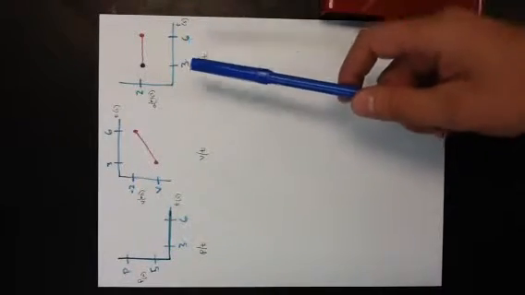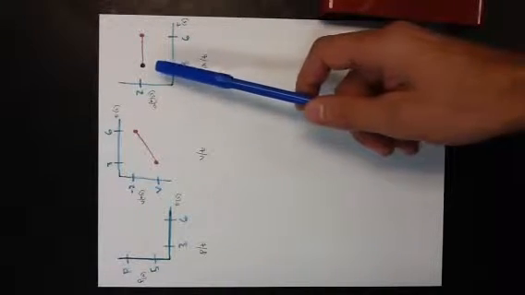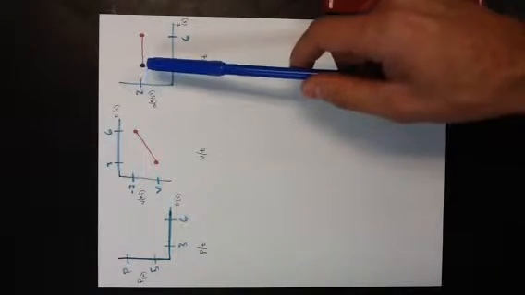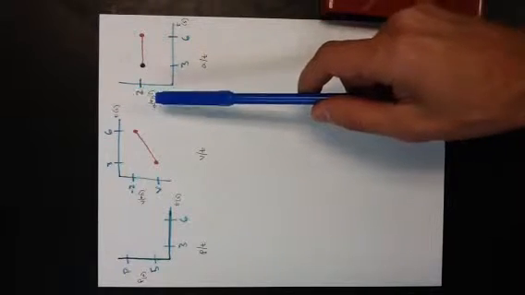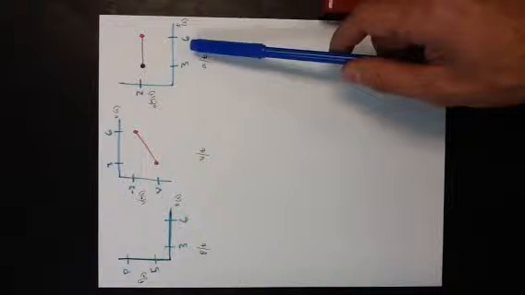So the first step in this problem is to look at the most complete graph, which in this case is the acceleration time graph. This tells me I have a constant acceleration of 2 meters per second squared from time 3 seconds to 6 seconds.